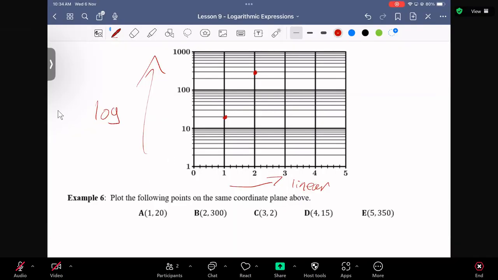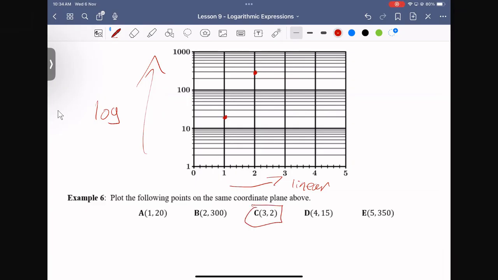Okay, so we need to plot the point 3,2. So there's 3, this is 1, so this is 2. 4,15, there's 4, this is 10, 11, 12, 13, 14, 15. And then 5,350. So 5, this is 100, 200, 300. That's 400. So 350 is in between. We want this point here.